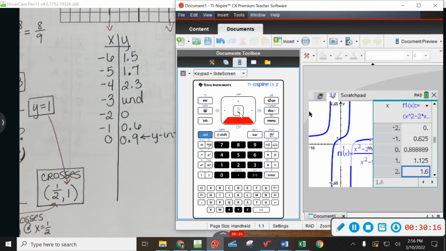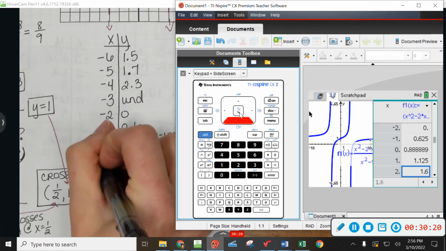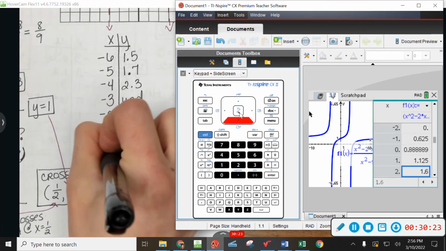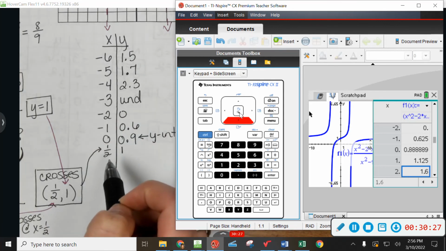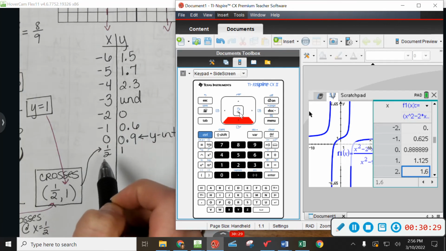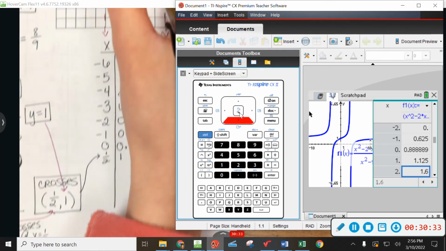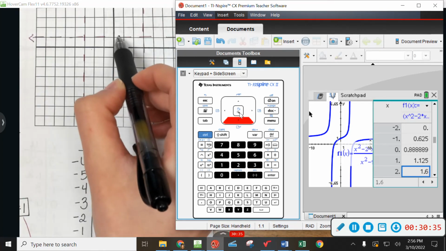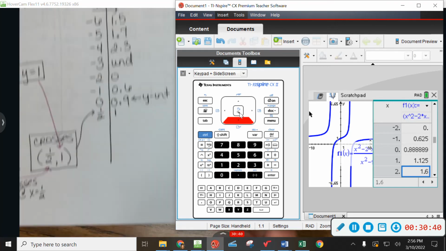Then it jumps to 1, but I know that it's going to cross at this 1/2, 1. If you want to include it in your table, you can. You don't have to. If you get carried away doing your table, as long as it actually is there in your work and on the graph, then I'm okay. Okay?